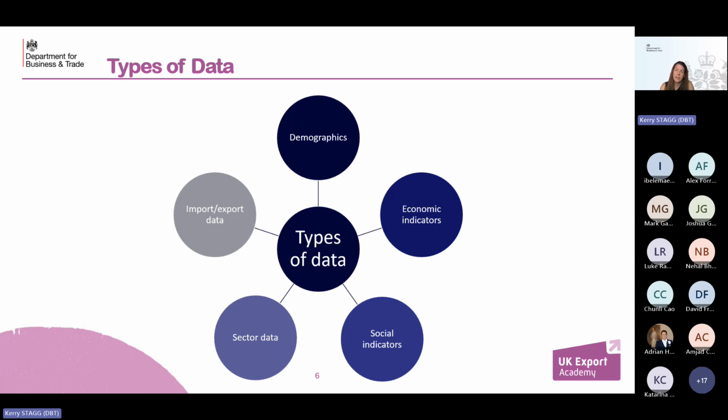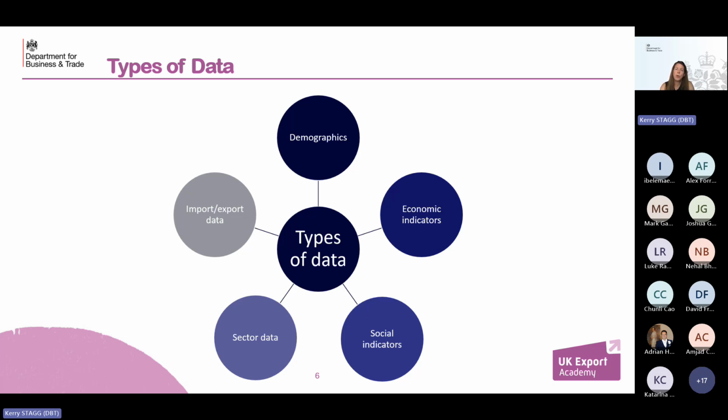And then you've got sector data. So this is often where we focus when we're looking at specific products or services. So if you're a food and drink business, technology, advanced manufacturing, that's really looking at the size of that sector within those countries. And then finally, import and export data.